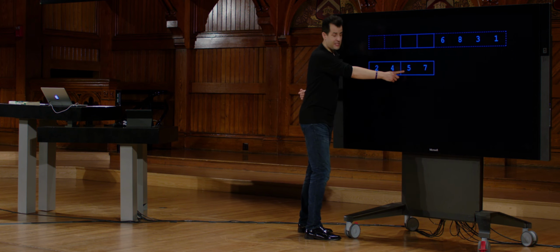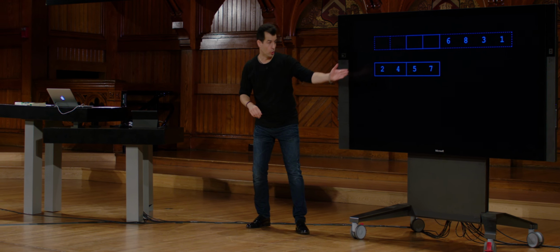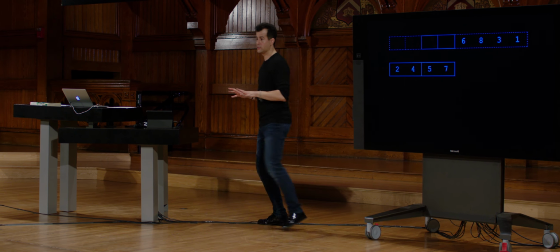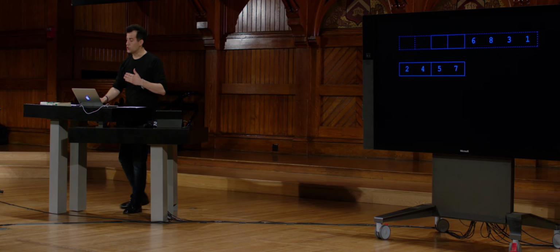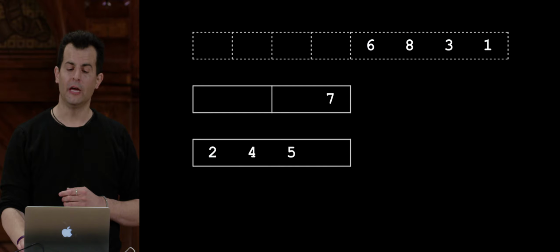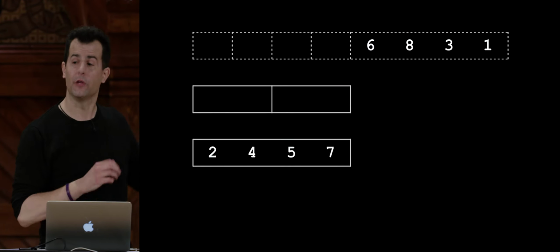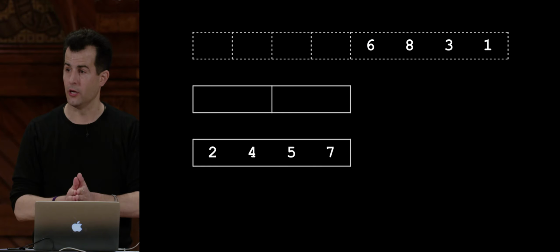There's no more work for my left hand, so it's probably going to be pretty trivial, 5 and 7. But I do need to do the merging. It looks merged already, but we have to do it. And I'm going to do it in some new space just as before. So 2 and 4 and 5 and 7. And now you can really see it for the first time. The left half of the original list is finally sorted.